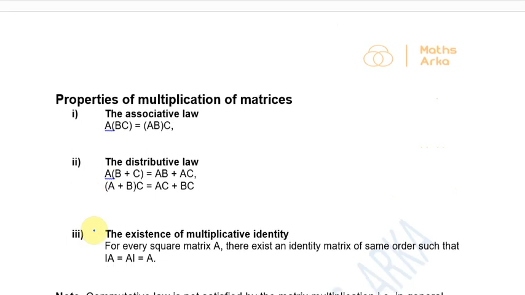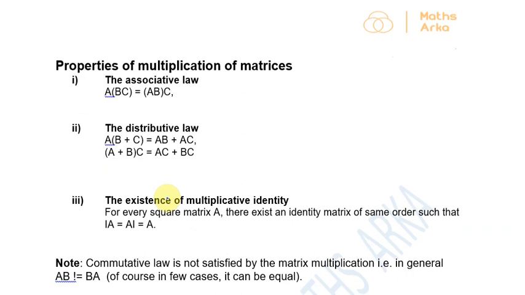Now we move on to the next topic, which is the properties of multiplication of matrices. We have learned about the multiplication. Now we need to understand what properties there are for this multiplication. The associative law is followed over here.